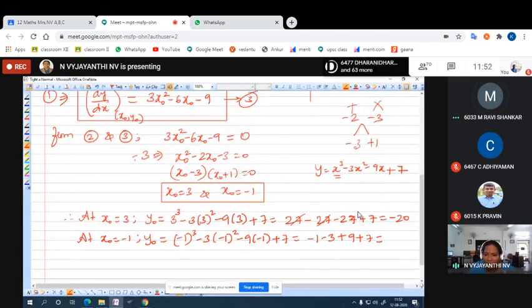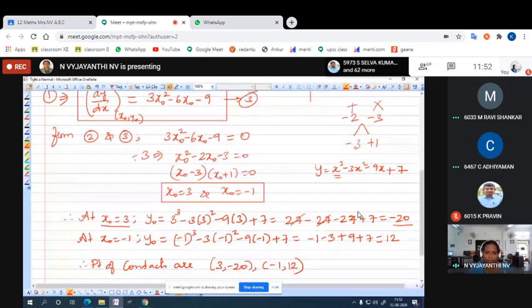16 minus 4, 12. So now at x₀ equal to 3, what is y₀? Minus 20. Therefore, point of contacts are 2 points we have, isn't it? 3 comma −20, and −1 comma 12. So we have 2 points of contact.